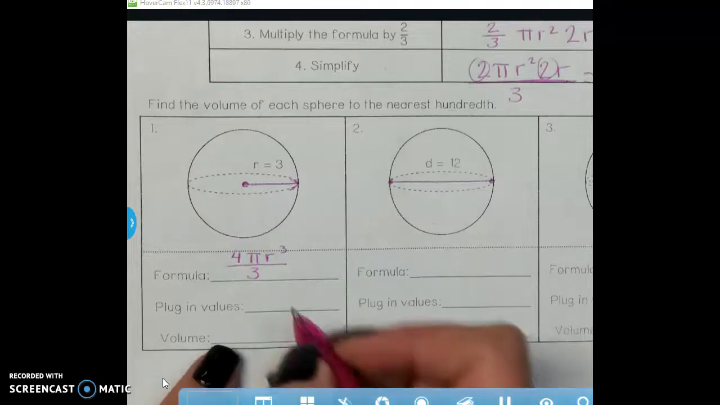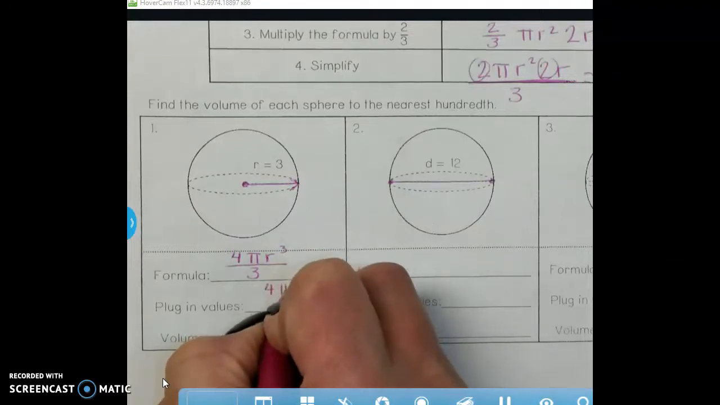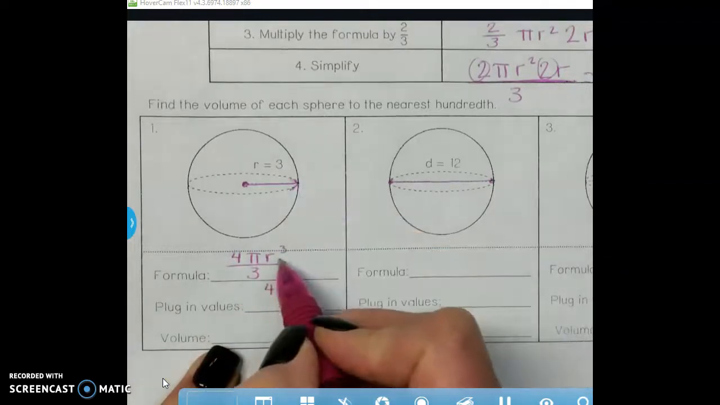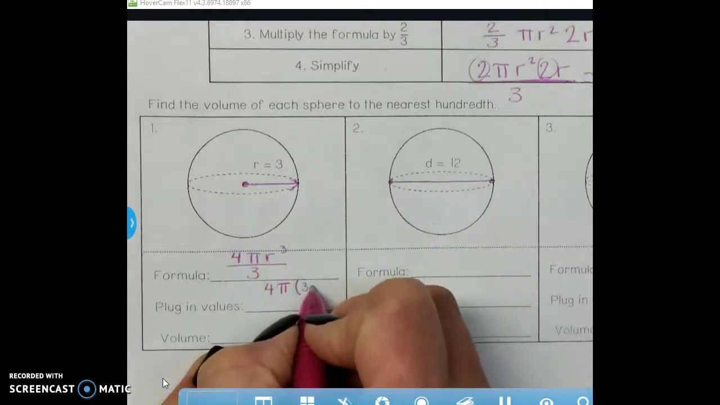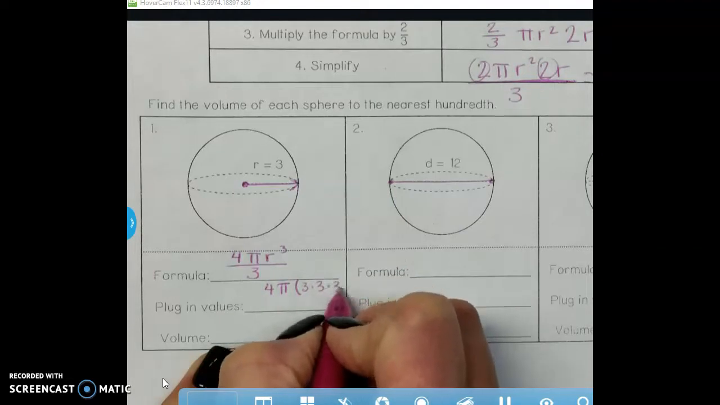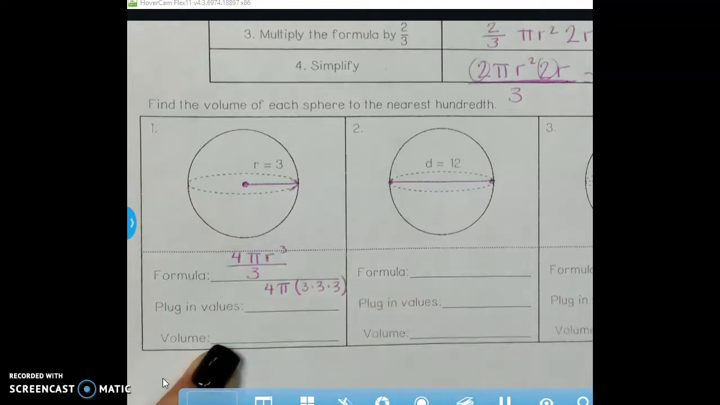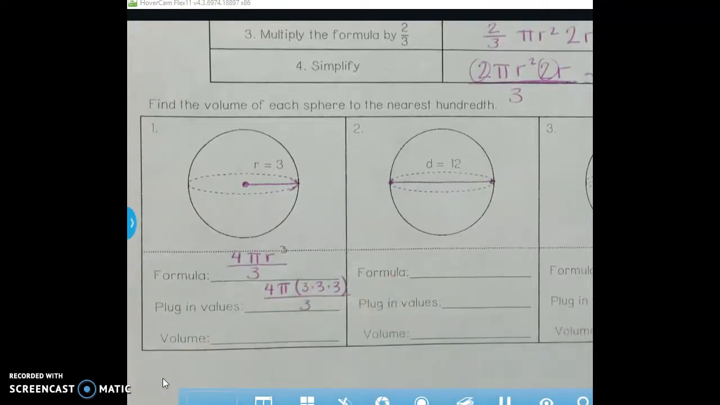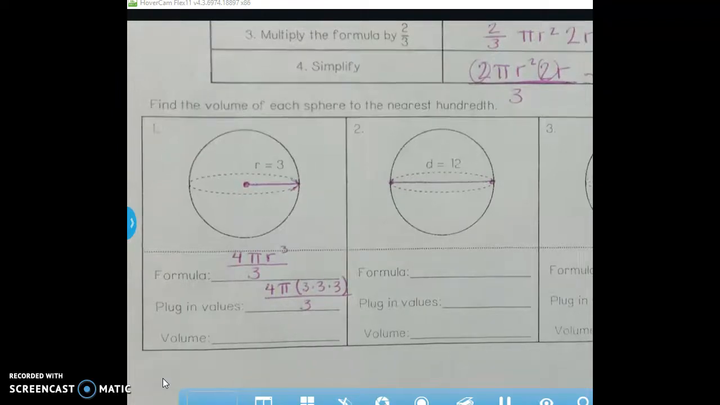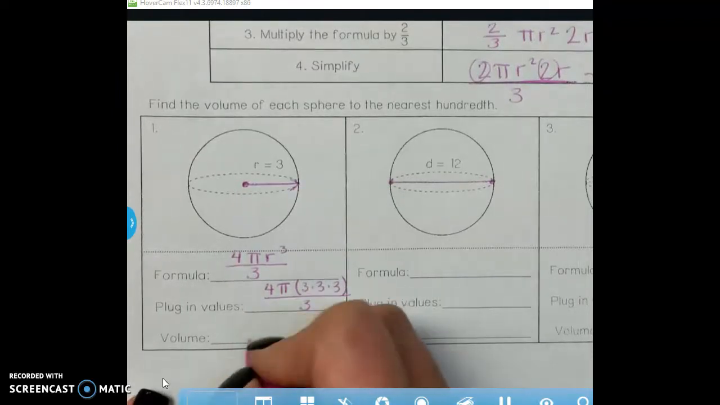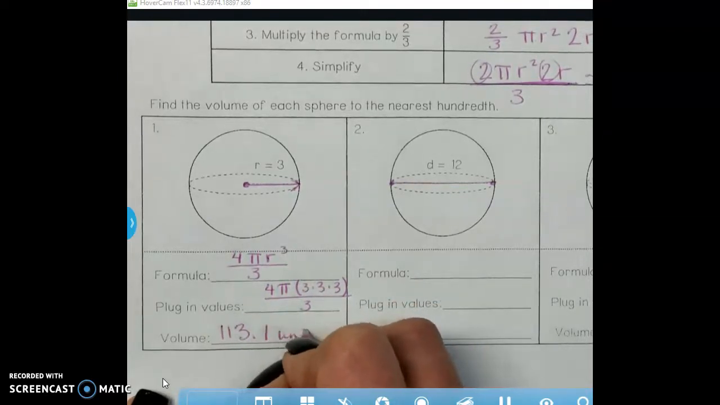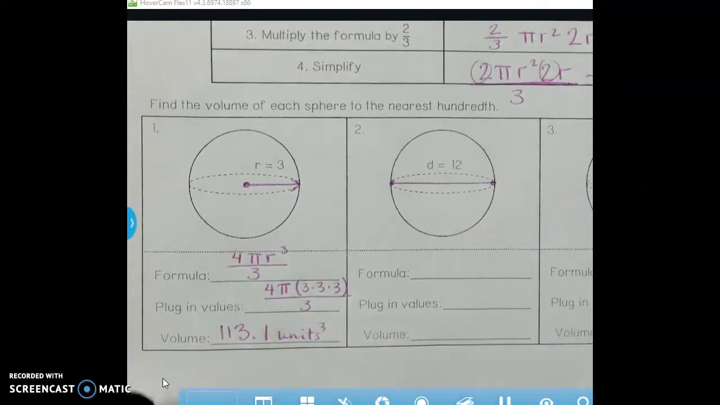So let's plug in our values. 4 times pi, and let's talk about this radius to the third power. It truly is multiplying the radius by itself 3 times. And then we would be dividing by 3. And so that's going to give us 113.1 units cubed.